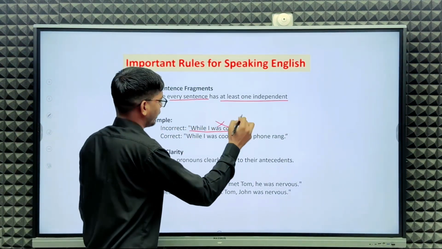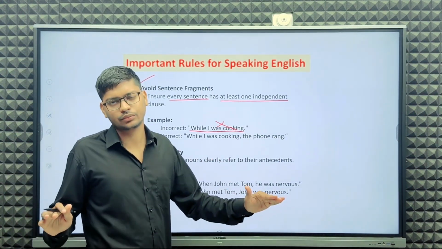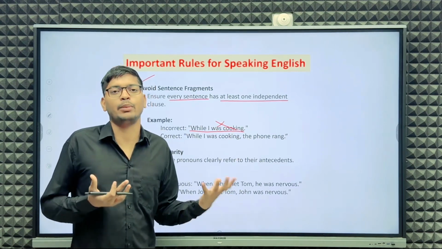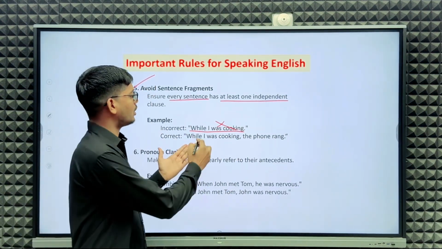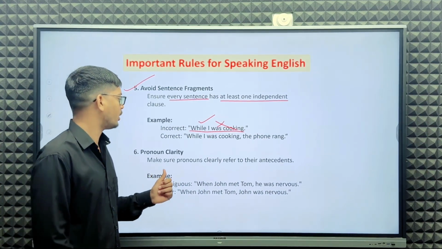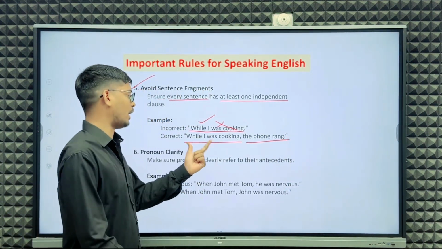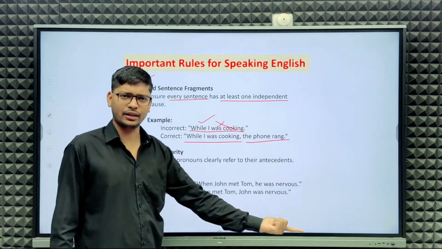This is an incorrect format because there is no independent clause. This is a dependent clause, so this is the wrong format. Now, "While I was cooking, the phone rang." This is right.